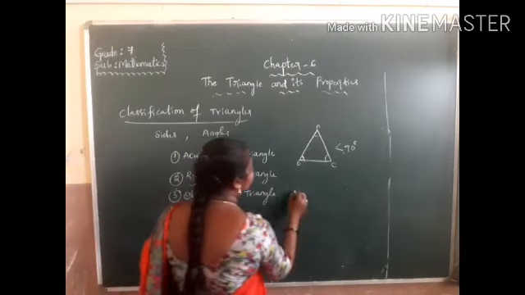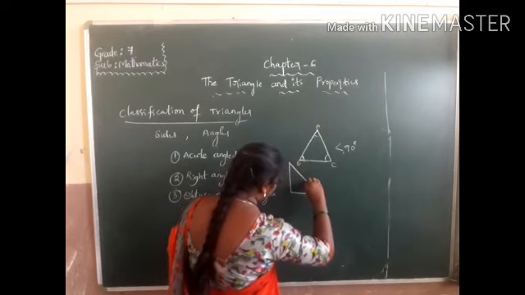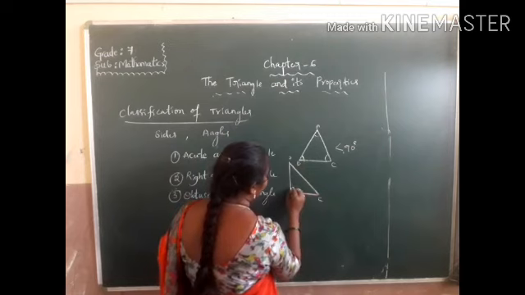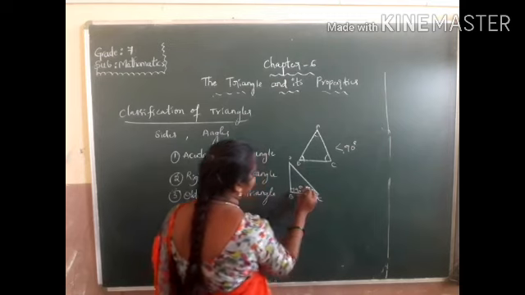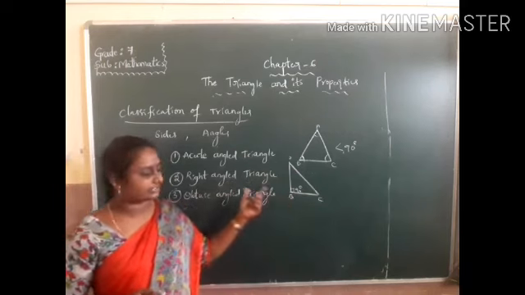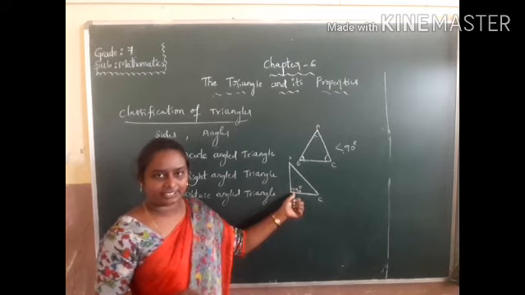Okay, so right angled triangle. Right angle means 90 degrees. So in a triangle, if one of the angles is equal to 90 degrees, then it is called a right angled triangle.